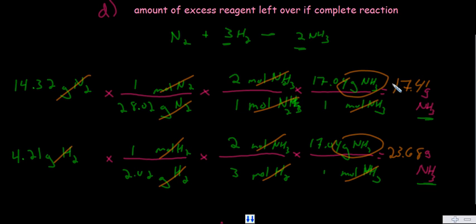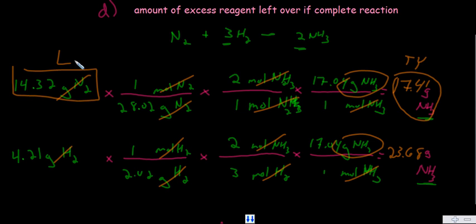It turns out that the smaller amount of product, 17.41 versus 23.68, that smaller amount of product that you can get is your theoretical yield, which we derive from the amount of your limiting reagent. So nitrogen is the limiting reagent, and hydrogen, therefore, must be the excess reagent, because there's only one limiting reagent generally, and therefore everything else is excess. And so we just solved for part A and B.